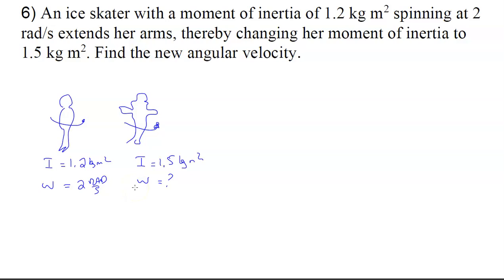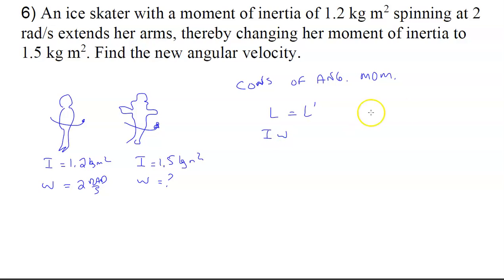She has to. If she pulls her arms back in, she'll speed back up again. She has to conserve angular momentum, and that's where this problem goes. Conservation of angular momentum is very much like conservation of regular momentum. It's just a spinning kind instead of a straightforward motion kind. So I need to write L equals L prime. That's the symbol for angular momentum before and after she puts her arms out.